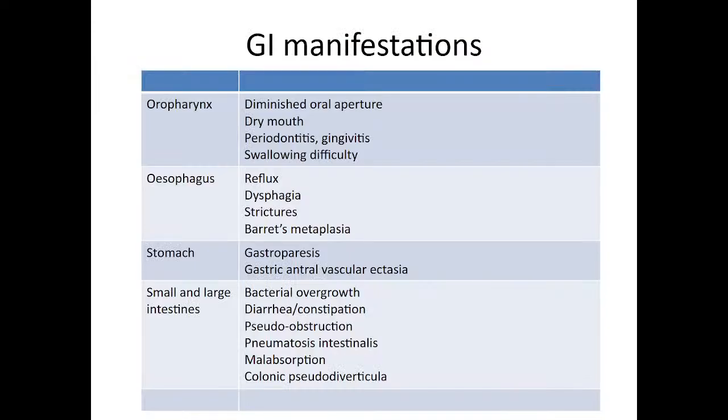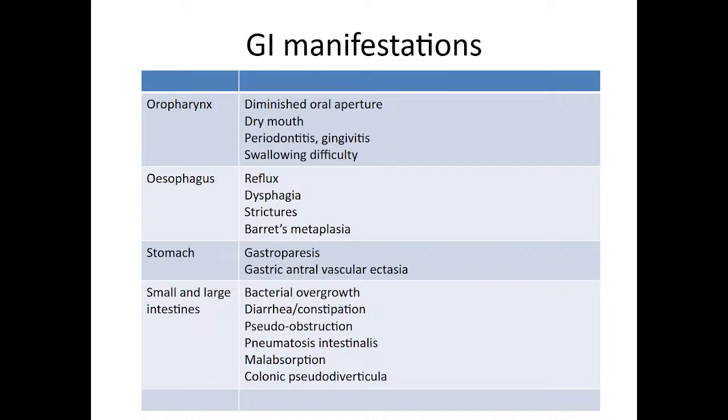So this list of GI manifestations, I just want to enumerate. Whenever you evaluate any patient, you can focus on them. Starting from the oropharynx, there can be microstomia, or diminished oral aperture. There may be dry mouth and gingivitis, and many patients have swallowing difficulty. In the esophagus, characteristically, the patient may have gastroesophageal reflux, dysphagia, strictures. Chronic reflux leads to metaplastic changes in the esophageal mucosa, which is known as Barrett's metaplasia. In the stomach, there can be gastroparesis.